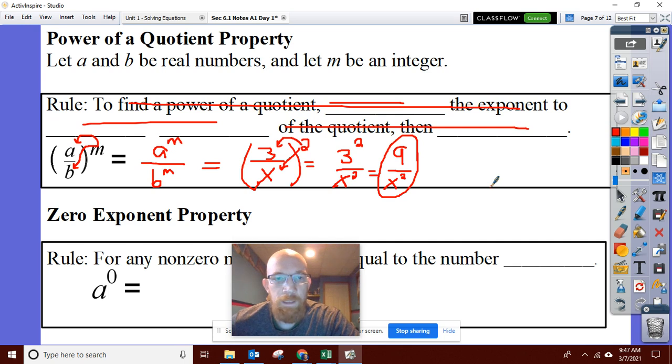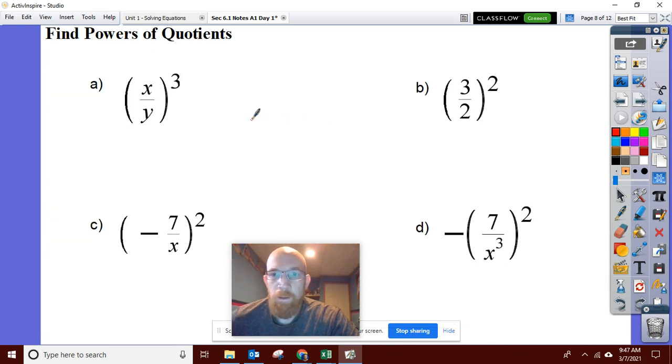All right, let's go take a look at some examples now. And again, if you need to pause it, please pause the video. Okay, so the 3 goes to the x, the 3 goes to the y. That's it. x to the third power over y to the third power. Done. We're just distributing the 3. Similarly, we have a 2 here, right? And we have the 2 getting to each of these items.